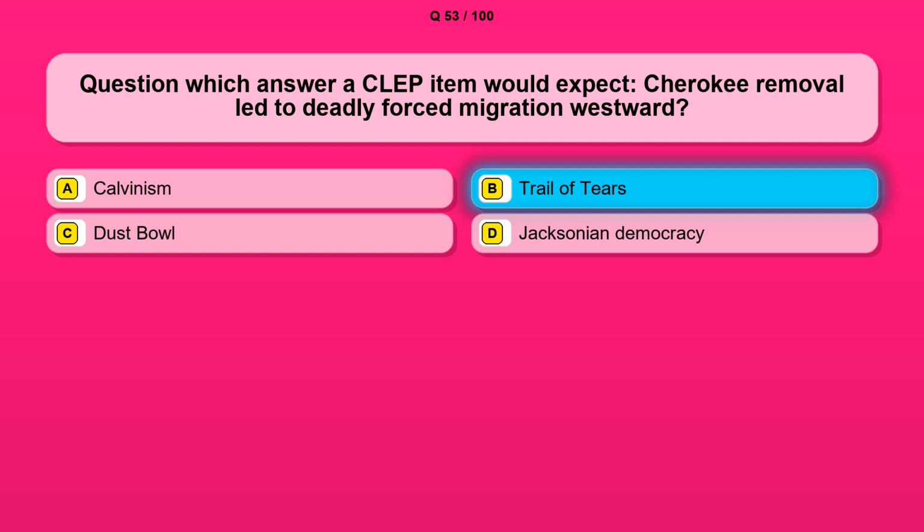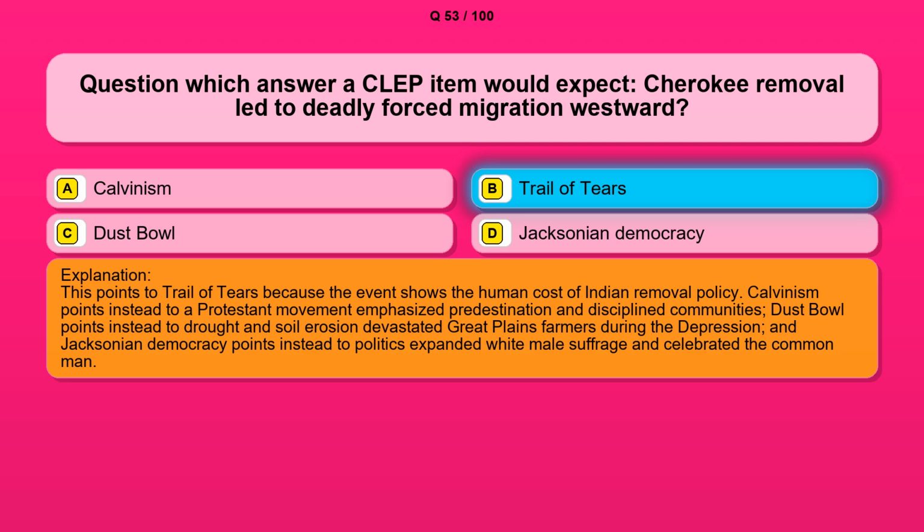The correct answer is option B, Trail of Tears. This points to Trail of Tears because the event shows the human cost of Indian removal policy. Calvinism points instead to a Protestant movement emphasized predestination and disciplined communities. Dust Bowl points instead to drought and soil erosion devastated Great Plains farmers during the Depression, and Jacksonian democracy points instead to politics expanded white male suffrage and celebrated the common man.